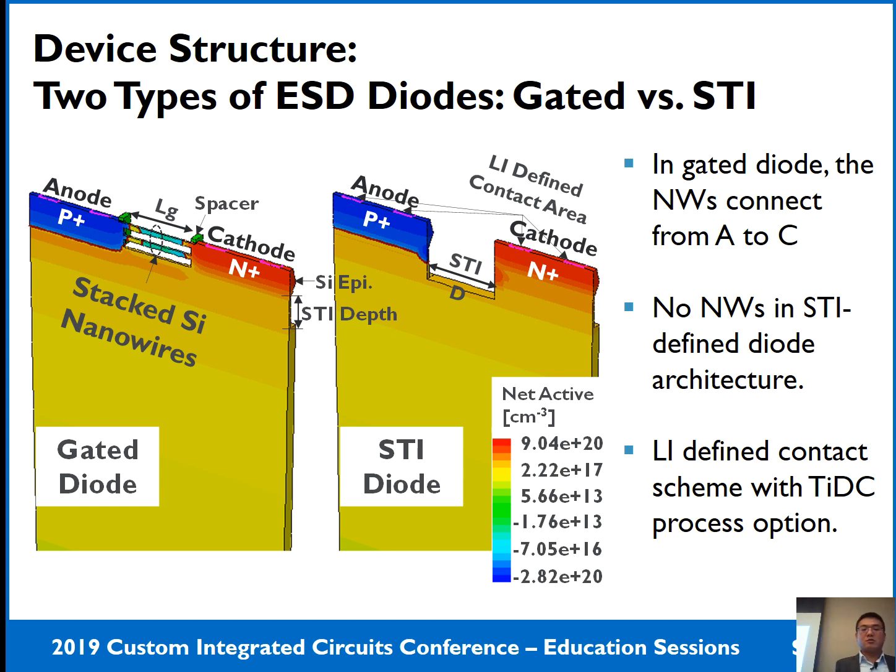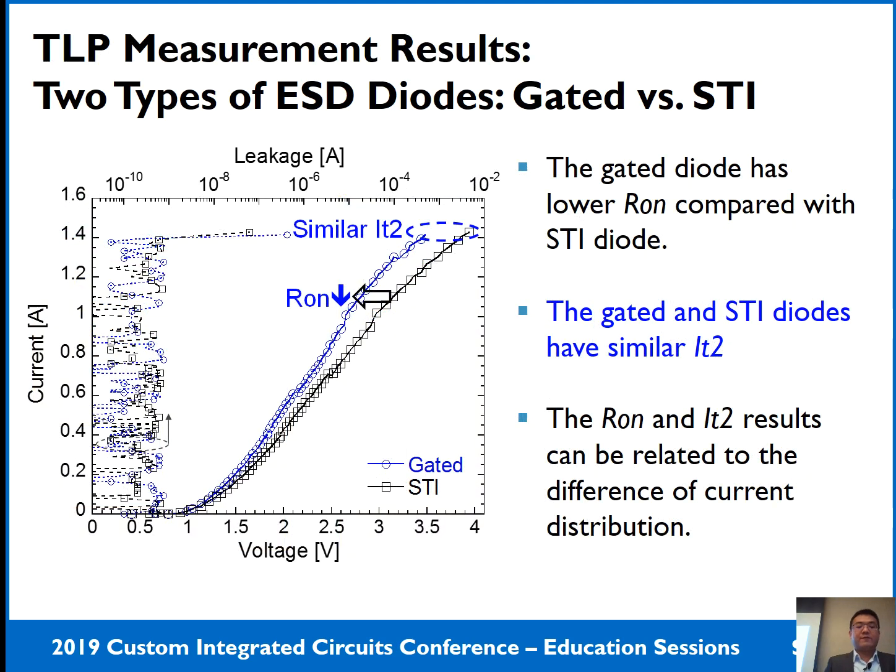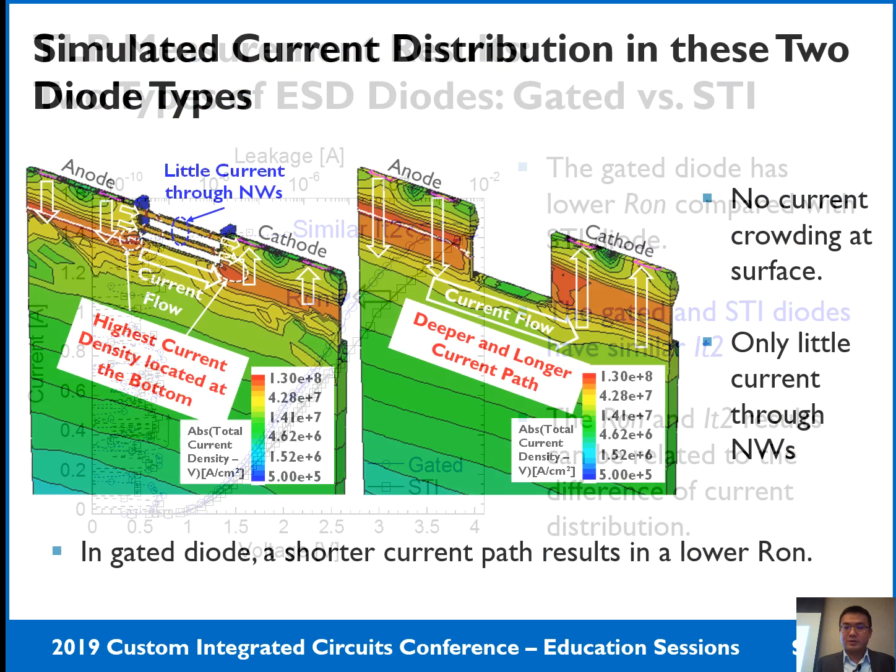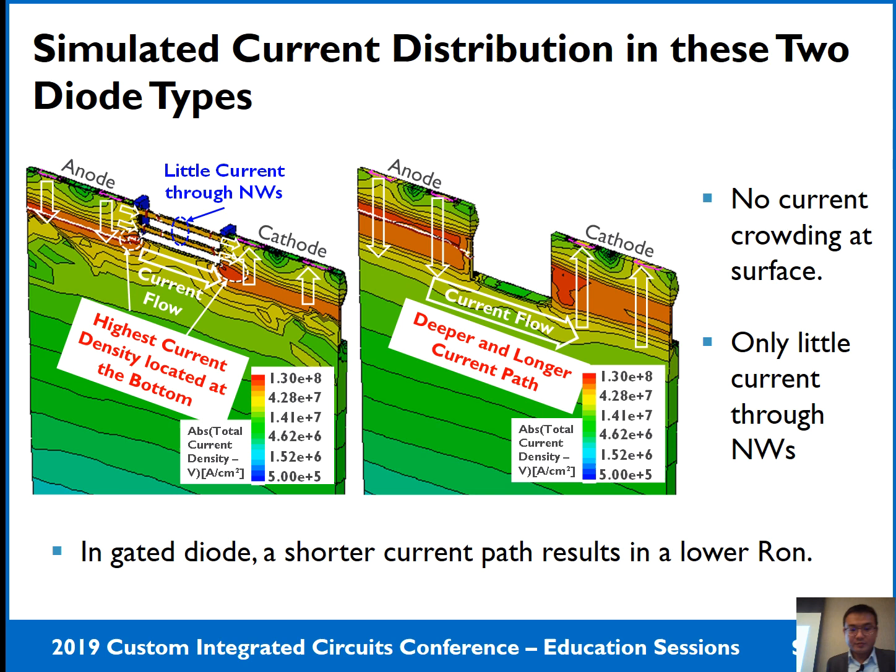In addition, the local interconnect defined the contact scheme with this titanium direct contact process option used in these two different diode types. So the 100 nanosecond TLP result just showed the gated diode still has a lower R compared with the STI diode, but this time they have a similar IT2. Okay, put this R and IT2 result in the following slide with a 3D TCAD simulation.